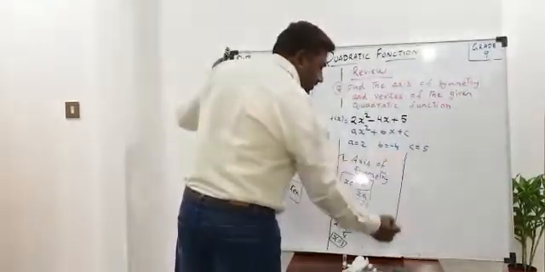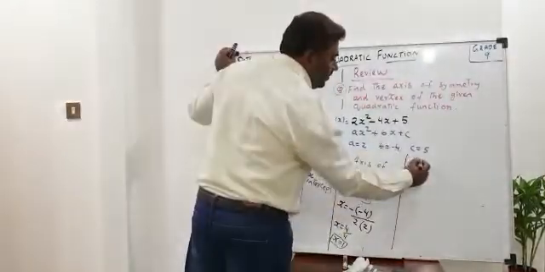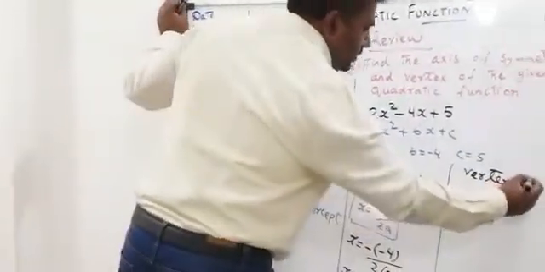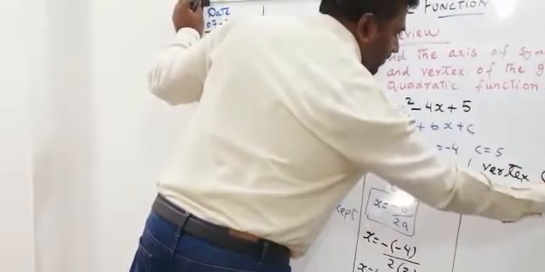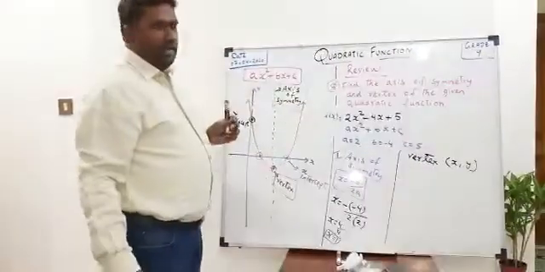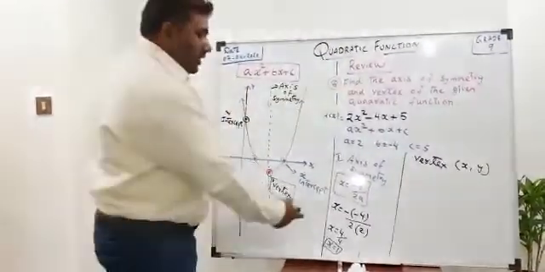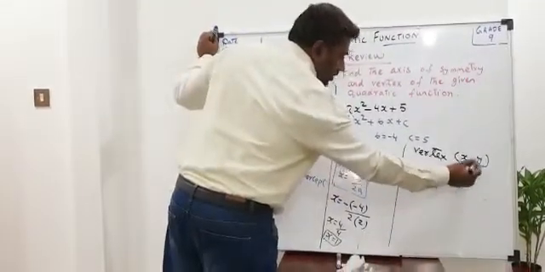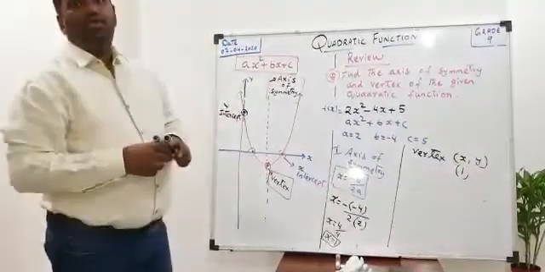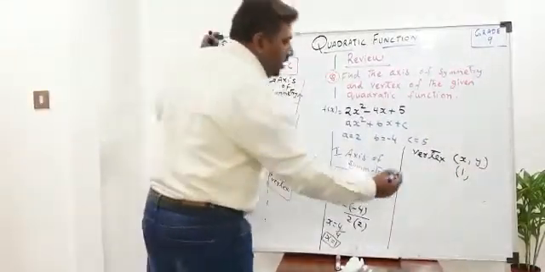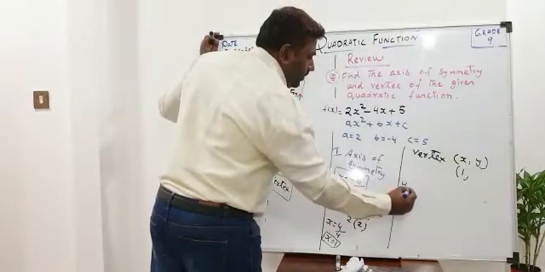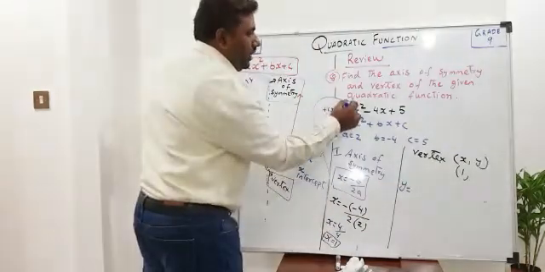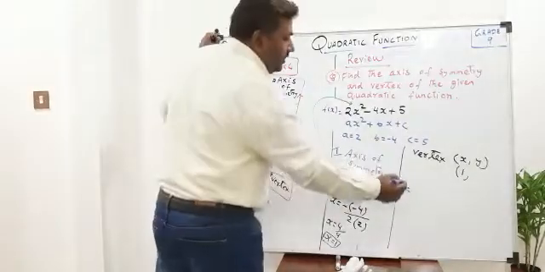The second part of this is, I asked you to find the vertex. To find the vertex we have coordinates x and y. The x we already got from the axis of symmetry. The x is 1. Now we need to find the value of y. How do we find the value of y? We drop the value of x back into our main equation. That will give us the value of y.